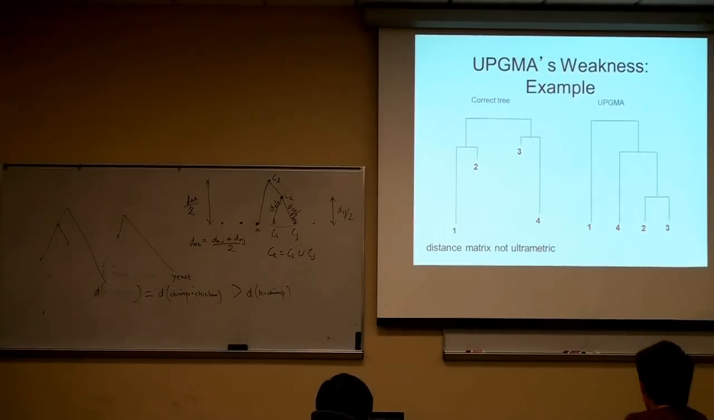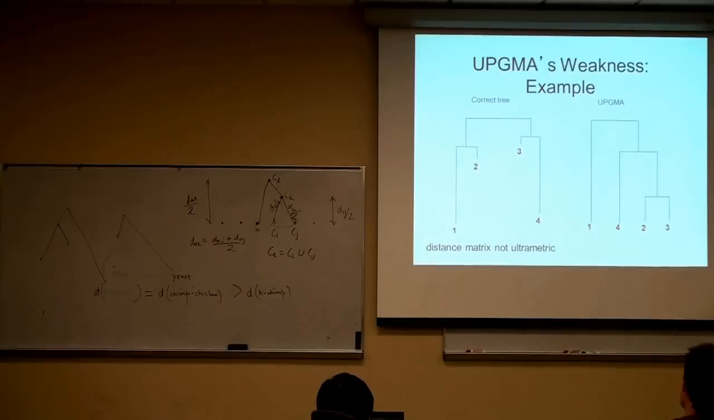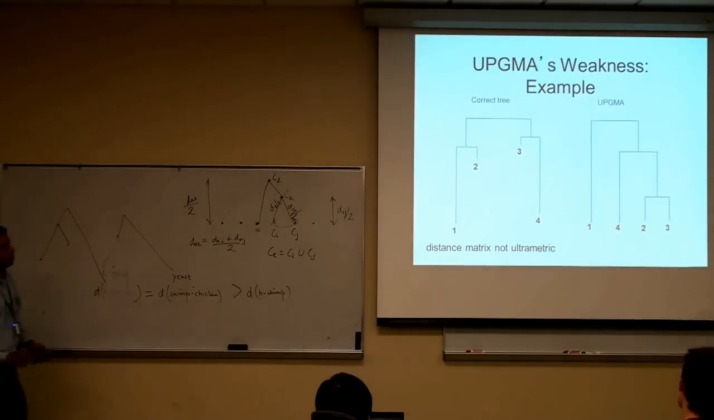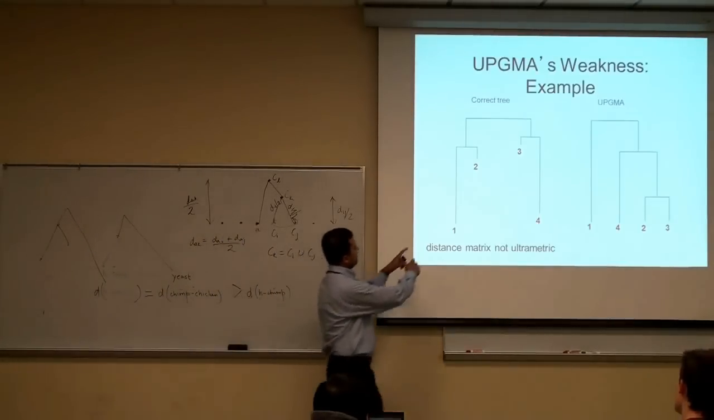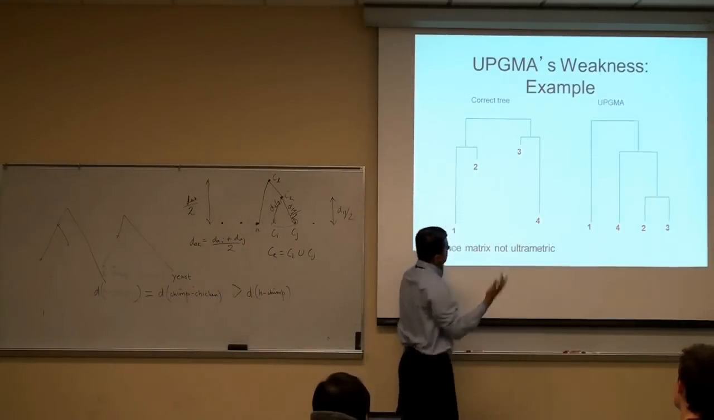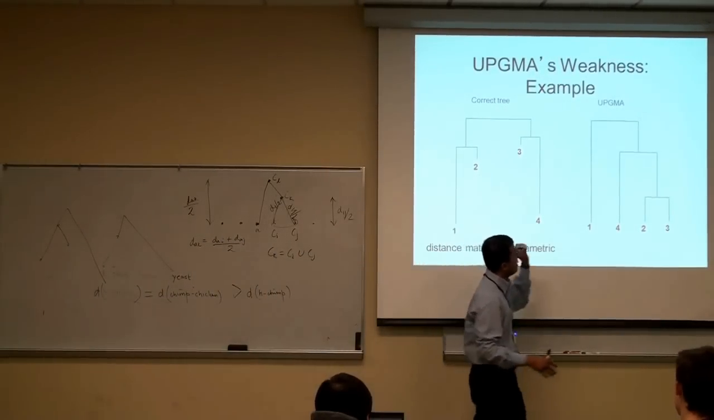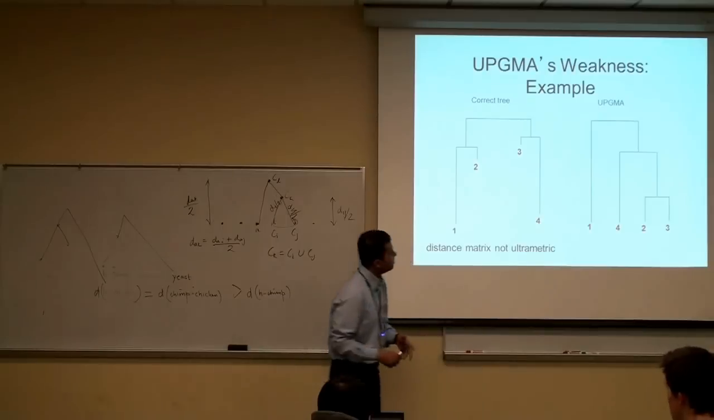This is just an example of a case where the correct tree is not a molecular clock tree. The distance matrix is not ultrametric, but if you computed the pairwise distances, built a distance matrix, and gave it to UPGMA, it might produce something like that.